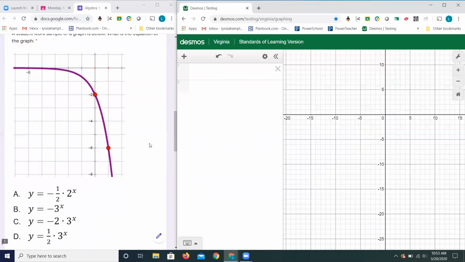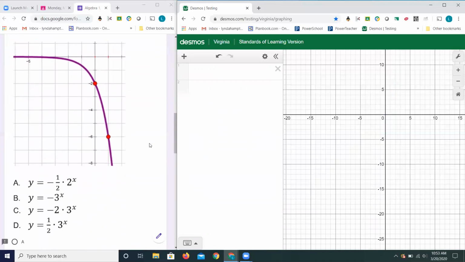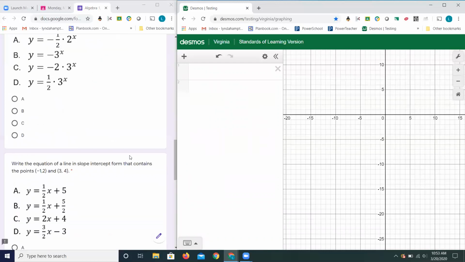This next question wants to know, what's the equation of this graph? So you're going to need to put each of these choices into Desmos and determine which graph matches this graph. Whichever graph it is going to have a point at 0, -2, and 1, -6. So type these 4 equations into Desmos and determine which graph matches. Hit pause until you've answered that question.